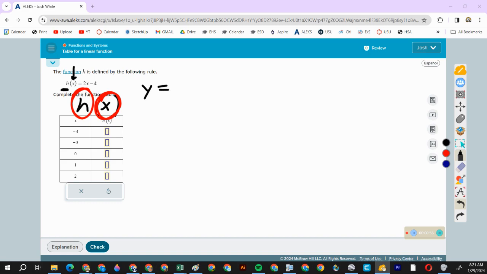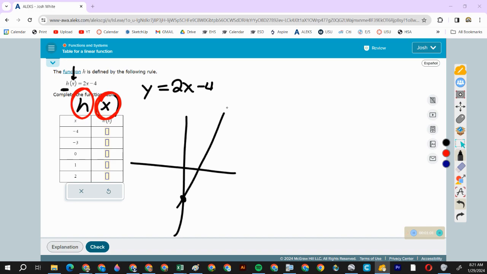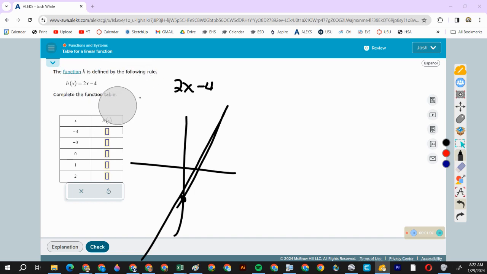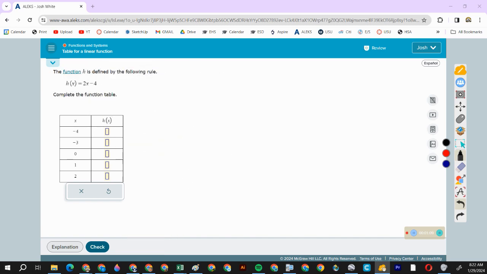So if I had y equals 2x minus 4, then I could graph this. It starts at -4 and it has a slope of 2. That's what it would look like. And in function notation, well, I guess this one doesn't use that, but so x equals -4, what is h of x?